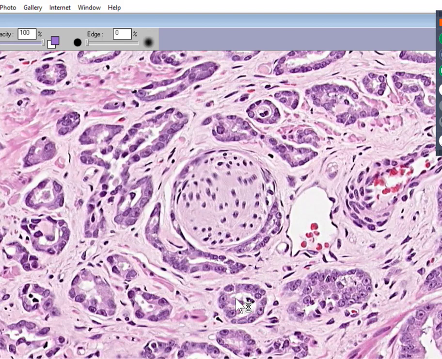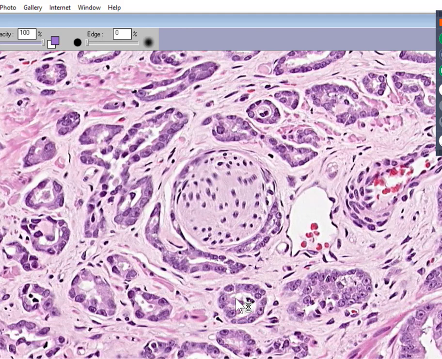And I'm going to ask you a question. What is this little circular structure here? Do you remember from histology? This is a nerve. So, what would you call a glandular process that actually surrounds the nerve space? Do normal glands invade the perineural space, or do only malignant glands invade the perineural space?